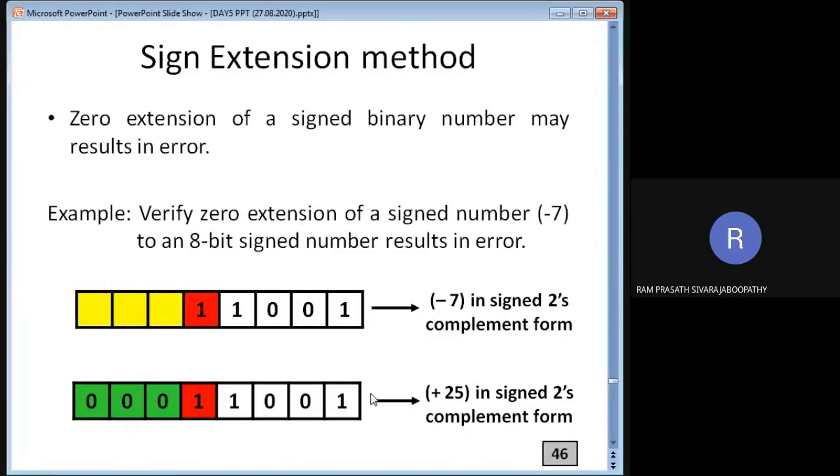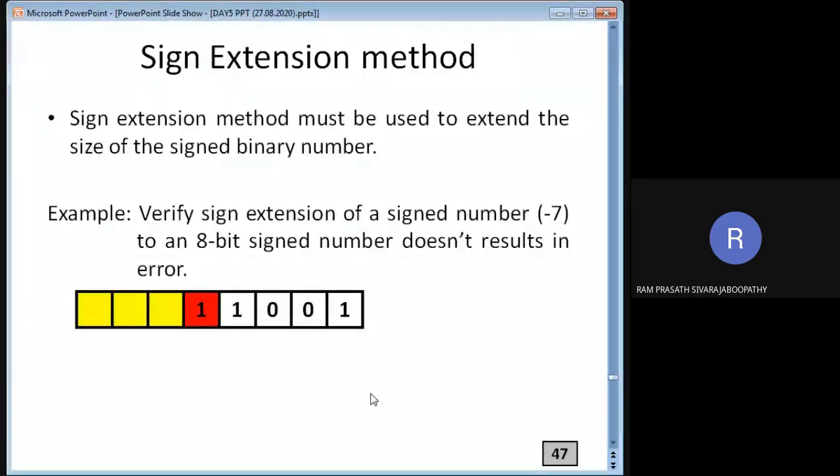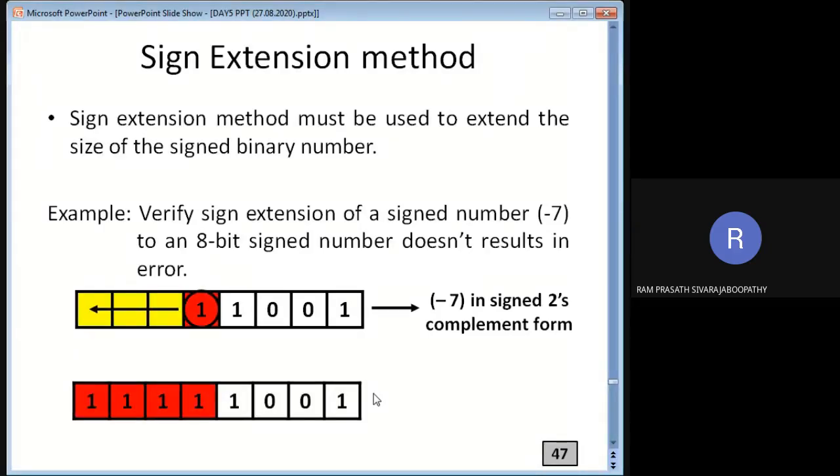Actually, signed number na we have to perform only sign extension. இதுல பார்க்கலாம். இப்போ இதை நான் வந்து சைன் எக்ஸ்டென்ஷன் பண்ணனா எனக்கு எரர் கிடைக்காது. For example, this is the representation of the number -7 in signed 2's complement form. We are going to perform sign extension. I'm getting the answer like this. If you find the decimal equivalent for this number also, you will be getting -7. So this we call it as sign extension method.